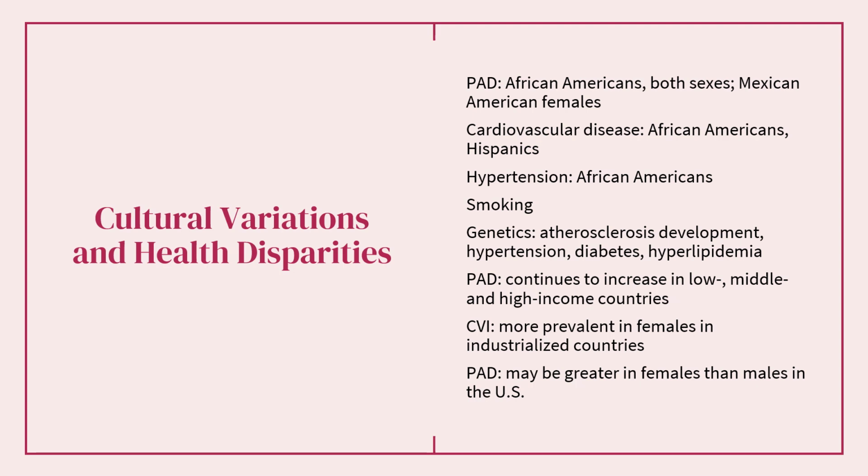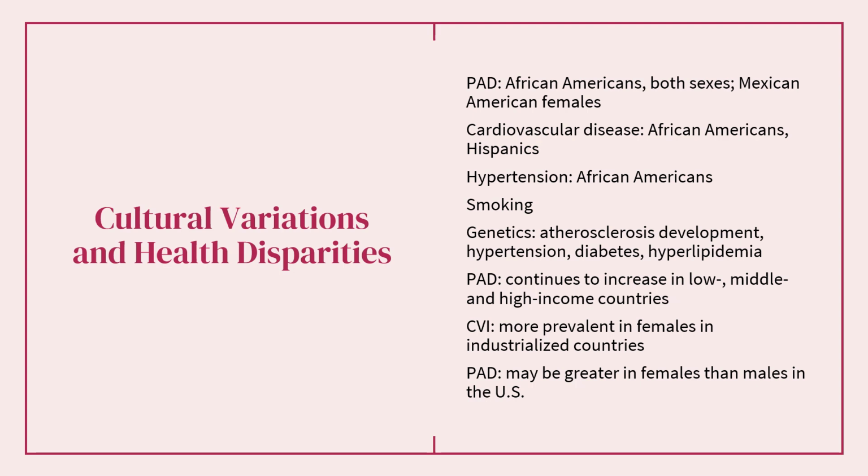This slide highlights important health disparities in vascular and cardiovascular disease. So peripheral arterial disease, we see higher rates of this in African Americans of both sexes and Mexican American females, so this means we should have a higher index of suspicion when we're assessing symptoms like leg pain with walking, weak pulses, or any delayed healing. And then cardiovascular disease, we talked about in the cardiovascular assessment lecture, is more prevalent in African American and Hispanic populations, but still considered the leading cause of death in the United States.